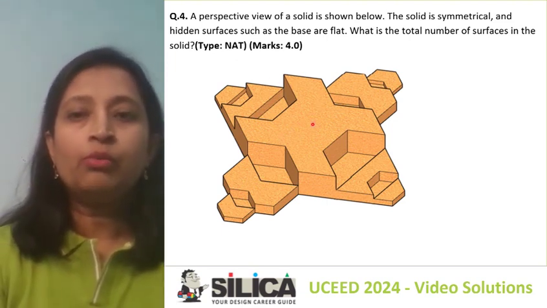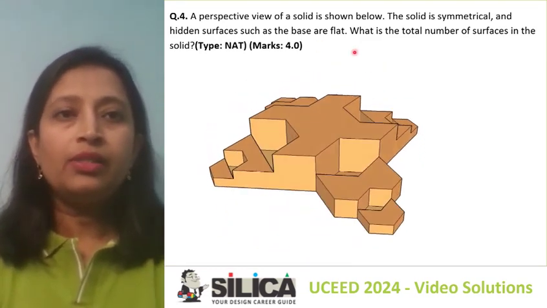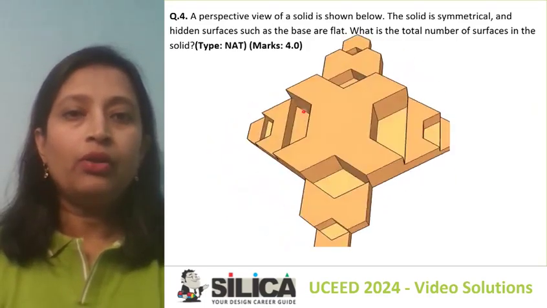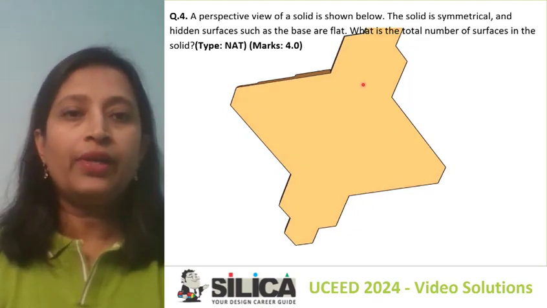is saying, let me show you a model. So this is the model which I have tried to prepare. See, what they are saying is symmetrical means whatever is on this side is the same on the other side, and the base which you cannot see is flat. That means it will be counted as a single surface.